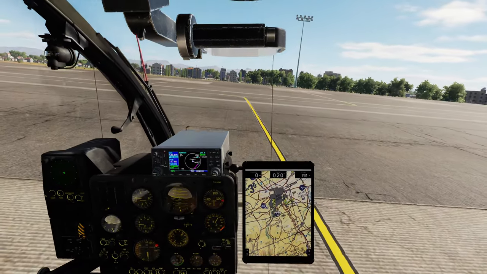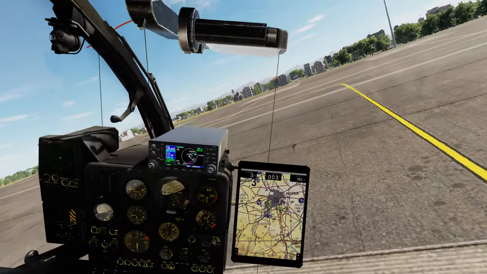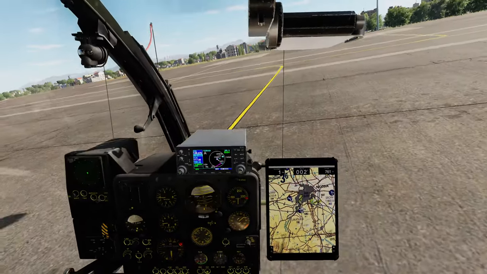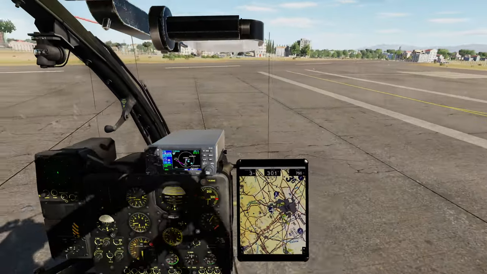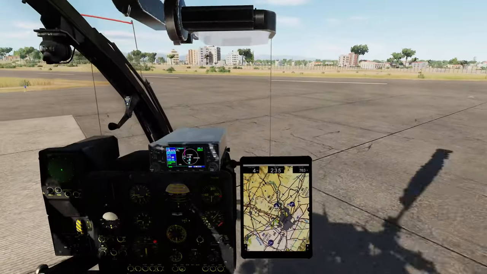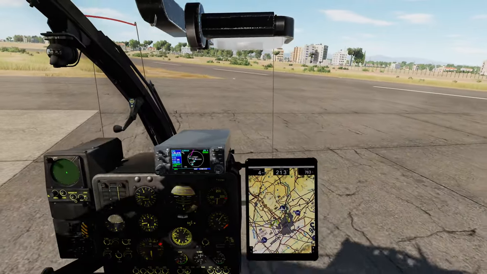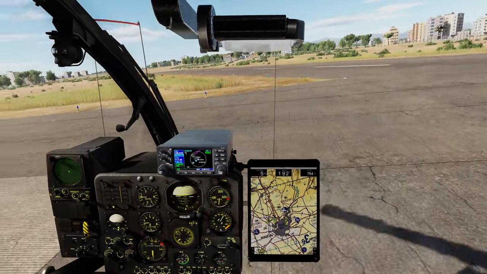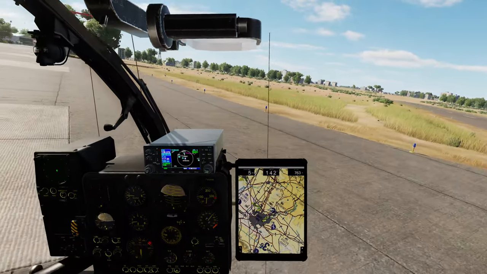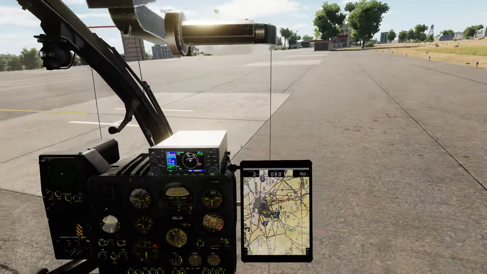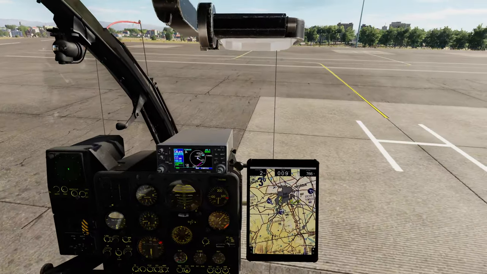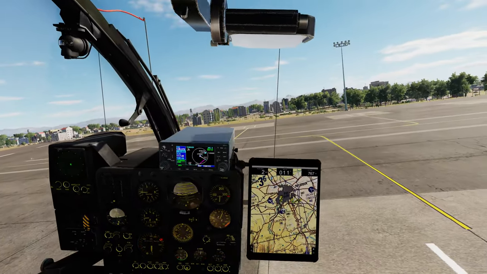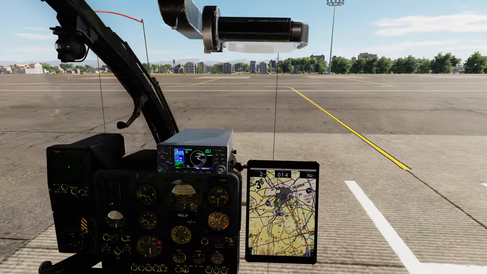Let's have it settle just about here. Ooh, touchdown. Oh dear. Right, let's give it a bit more collective. Let's try and do that again. That was a poor approach. If you find yourself in those kind of situations, be aware of dynamic rollover. That's when you touch one skid on the ground while you have quite a bit of side slip, and that can result in you rolling the helicopter over in quite short order. So be aware of that and immediately just give it collective and fly away.